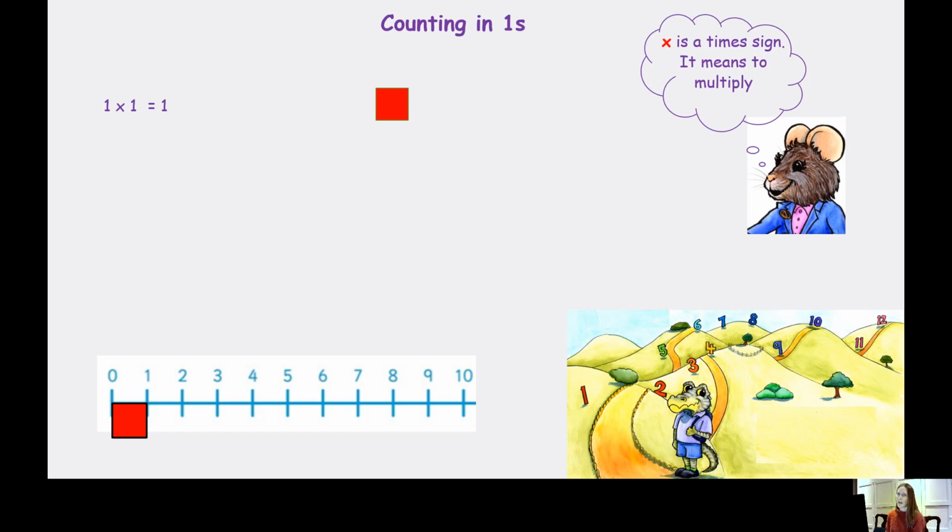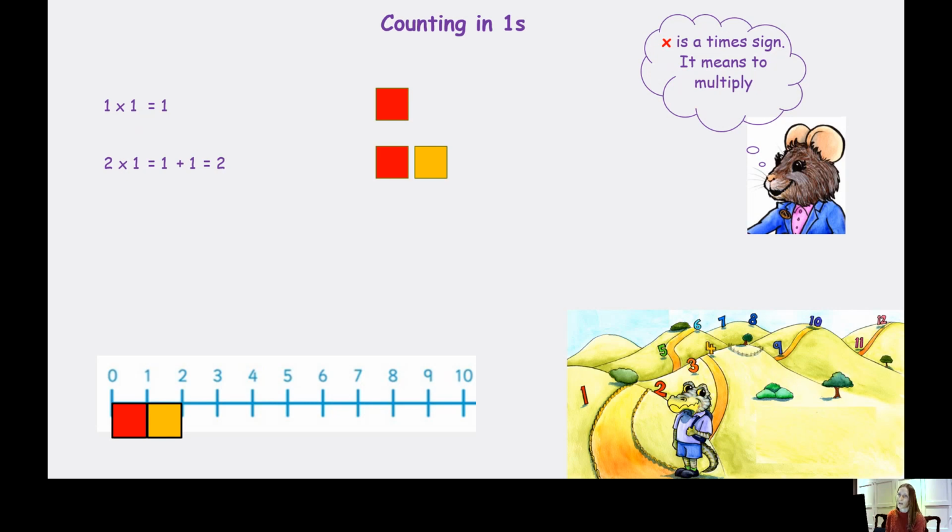The second number in the 1x table is formed by working out the answer to 2 times 1. And that means we're looking at 2 lots of 1. So it's 1, add another 1. And altogether, of course, that gets us to 2. And if I put my second lot of 1 onto my number line, you can see I get to the answer of 2.